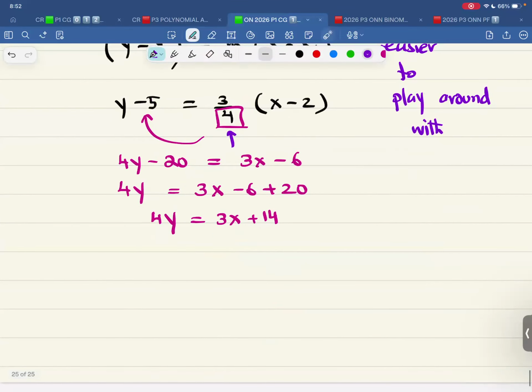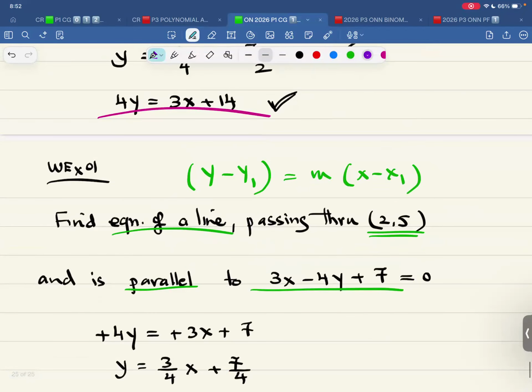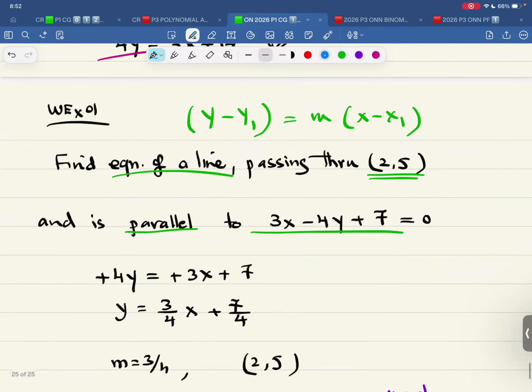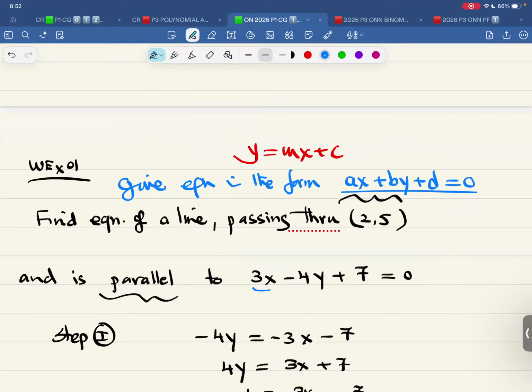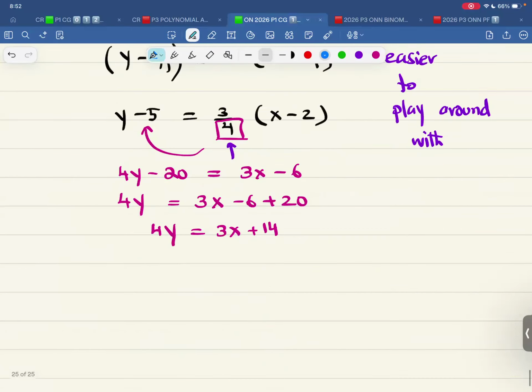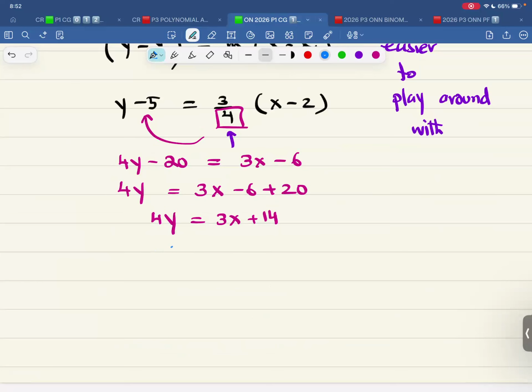Now, maybe the examiner will say, give the answer in any form. So the examiner will say, give the equation in the form ax plus by plus d equals 0, something like this. So what will you do? You will transfer everything to one side. So there are two options of transferring. 4y minus 3x minus 14 equals 0, that is, minus 3x plus 4y minus 14 equals 0. This is all done and dusted.